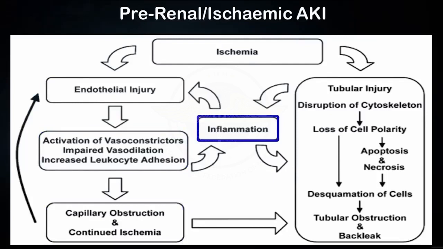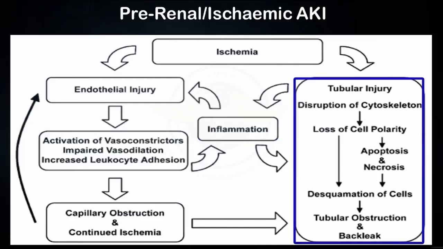There's inflammation, which further worsens the endothelial injury. And all these factors cause tubular injury, leading to disruption of the cytoskeleton, loss of cell polarity, causing apoptosis and necrosis, desquamation of cells. That leads to tubular obstruction and back leak.